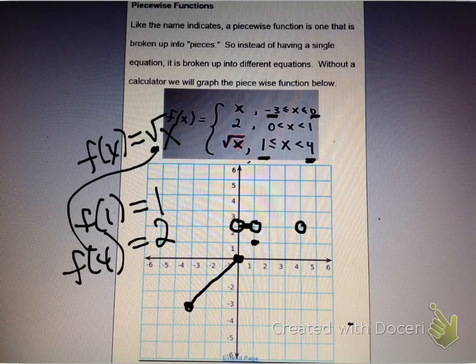Now, f of x equals the square root of x. If you remember, the parent function looks something like that. And so that's how I'm going to connect these two dots. It's going to be a little bit curved.